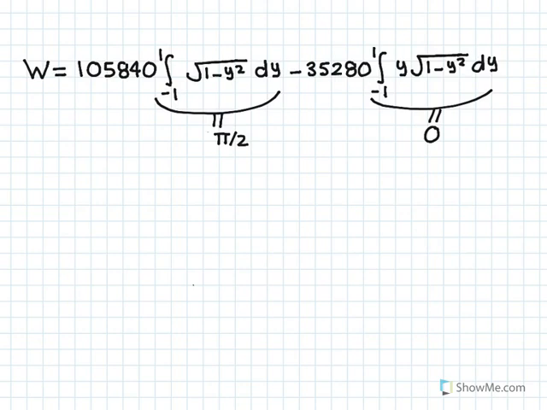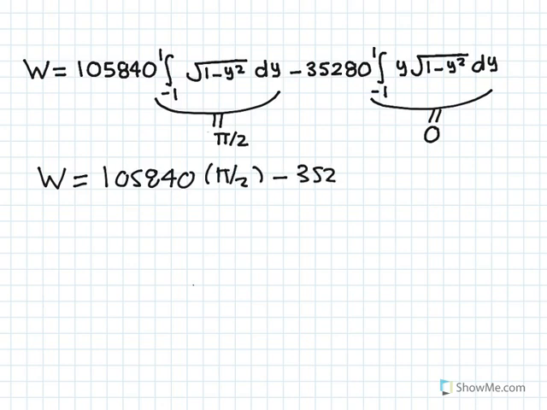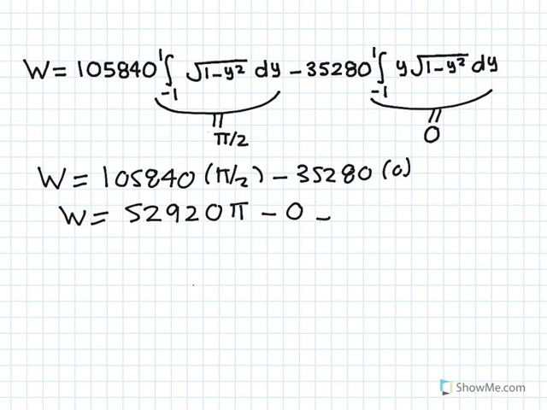All right, so what we have is we split into two separate integrals. The first integral is pi over 2. The second integral is 0. So let's simplify this. The work is going to be 105840 times pi over 2 minus 35280 times 0. So the work will be 52920 times pi minus 0, and this comes out to 52920 pi joules of work.